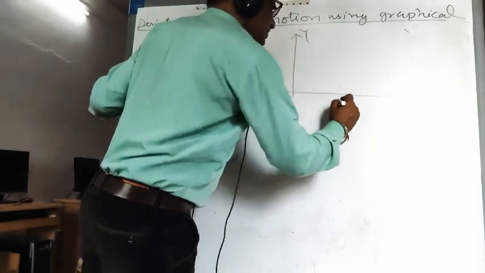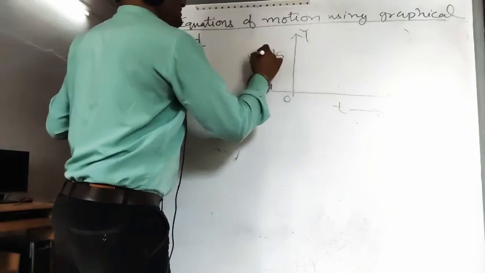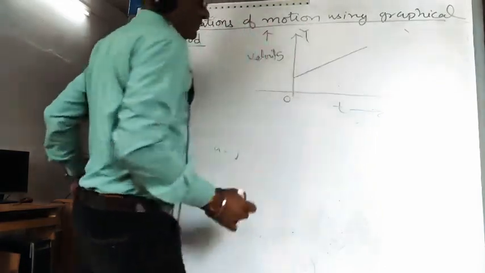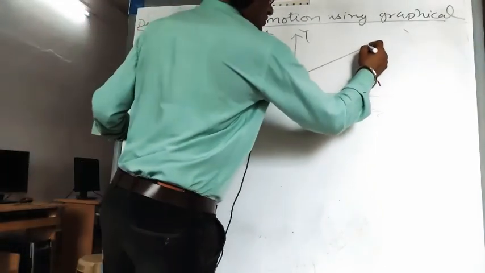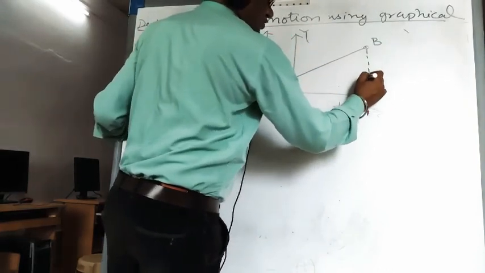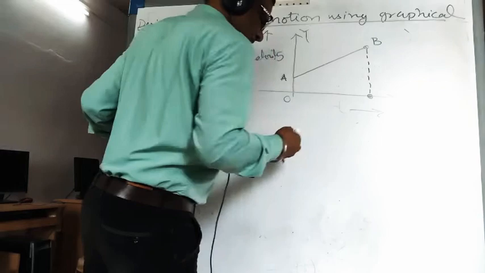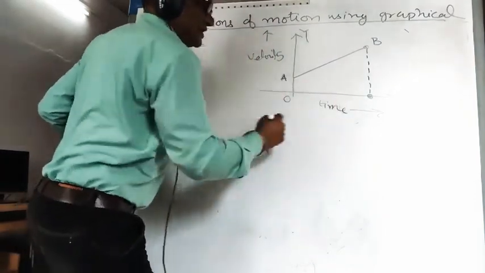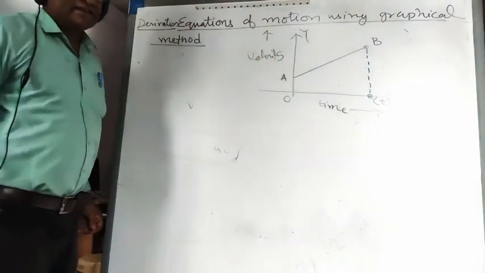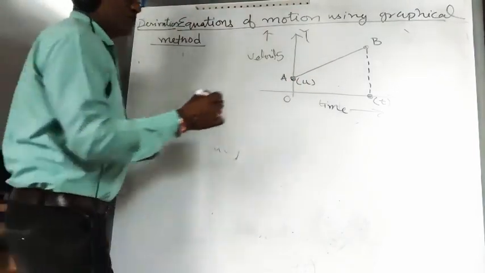Let us take time along the x-axis as usual and velocity along the y-axis. This is the origin. Here is the velocity time graph. I can say that AB is the velocity time graph. Time corresponding to the point B is represented by small t. Velocity corresponding to the point A is the initial velocity represented by U.